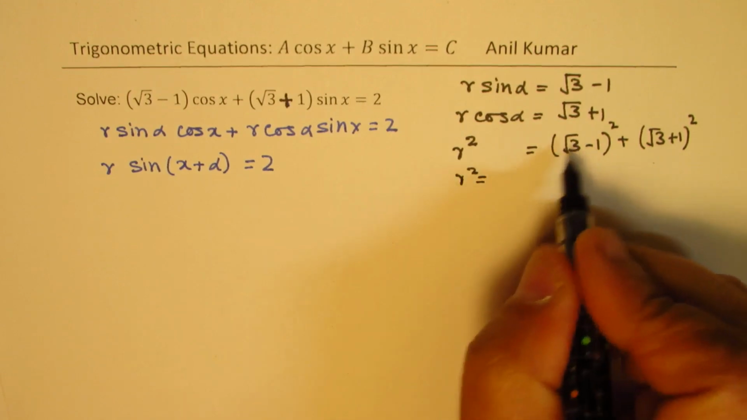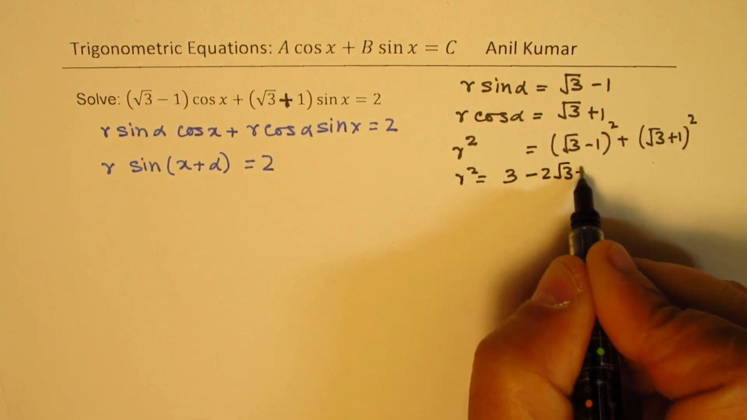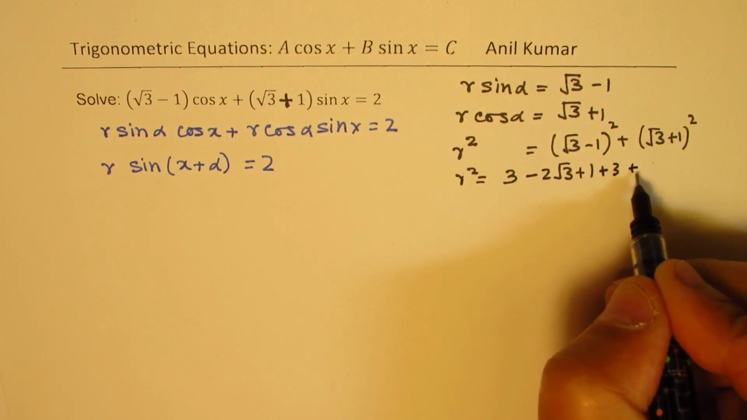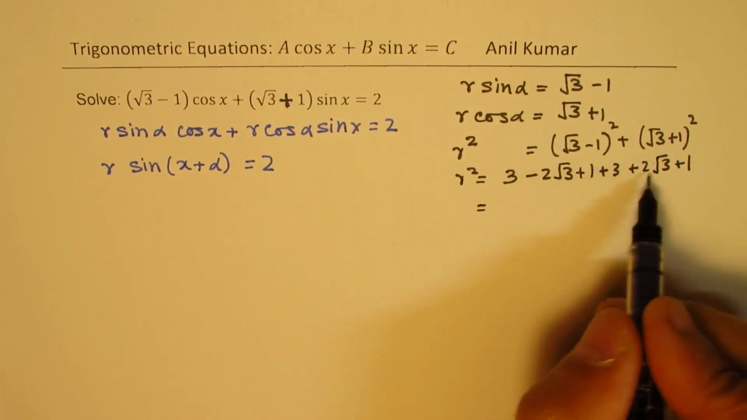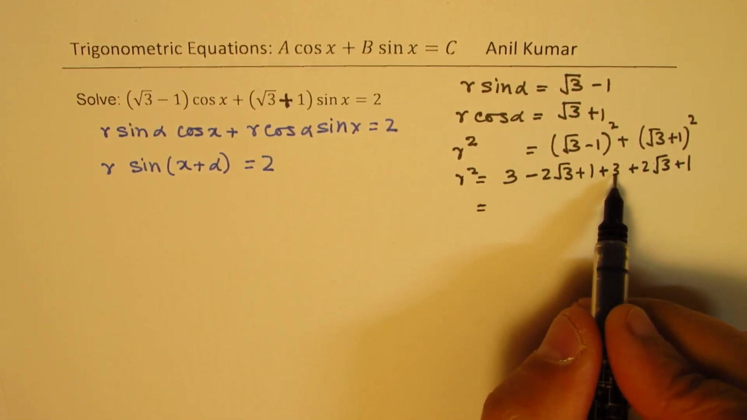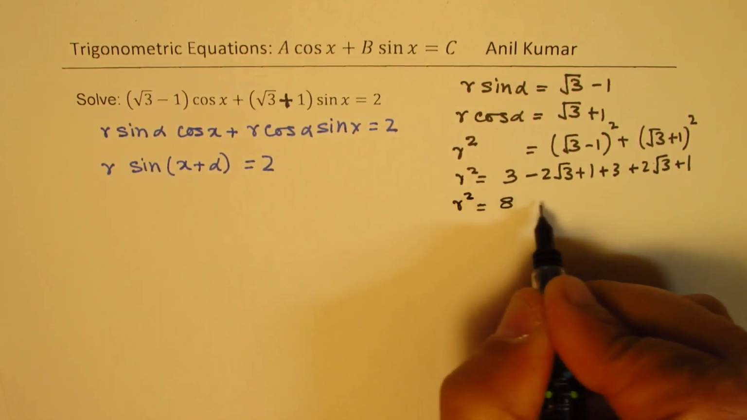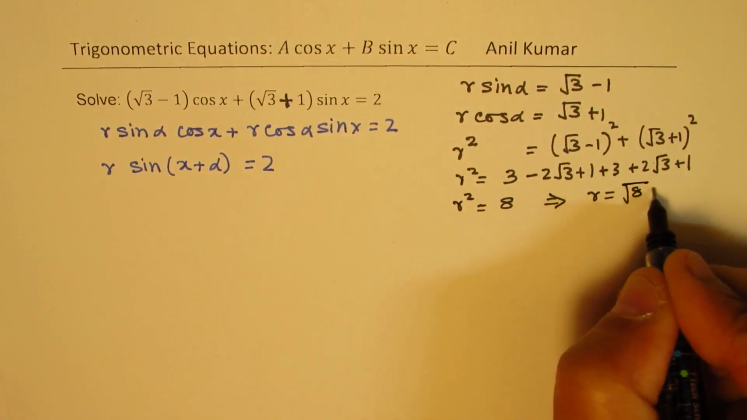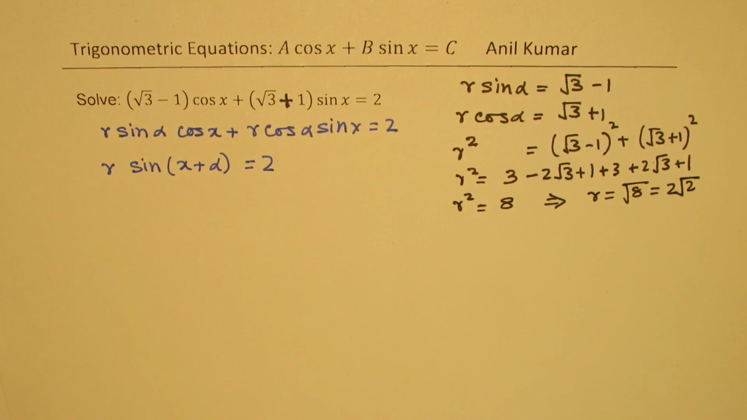So we can simplify this. So this is 3 minus 2 times square root 3 plus 1, and squaring this we get 3 plus 2 square root 3 plus 1, and these two terms cancel. We get 3 plus 3 as 6, and 1, 7, and 1, 8. So r squared is 8, and that gives you r as square root of 8, which is 4 times 2, so 2 square root 2. So we get the value of r as 2 square root 2.